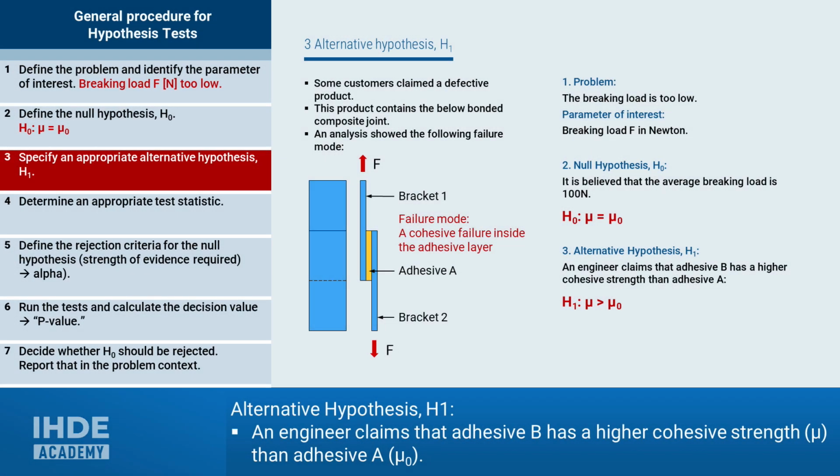In the third step, the alternative hypothesis is formulated. A technician now claims adhesive B has a higher breaking strength μ than adhesive A previously used. This is the alternative hypothesis. So, μ from adhesive B is larger than μ0 from adhesive A.